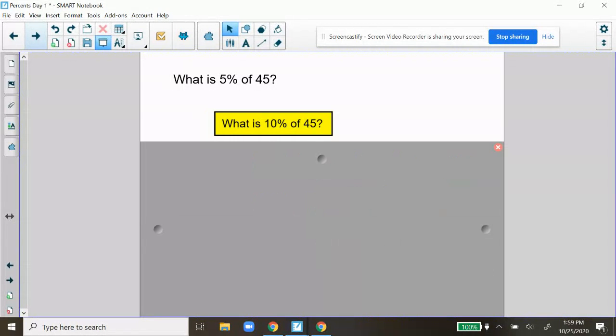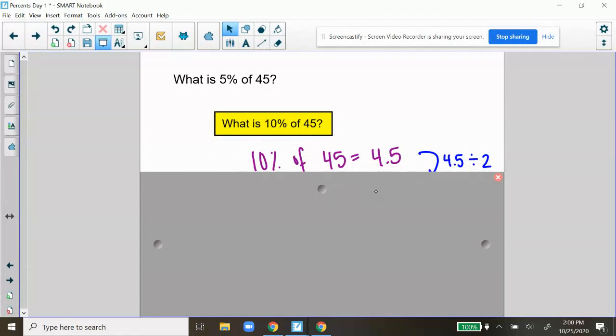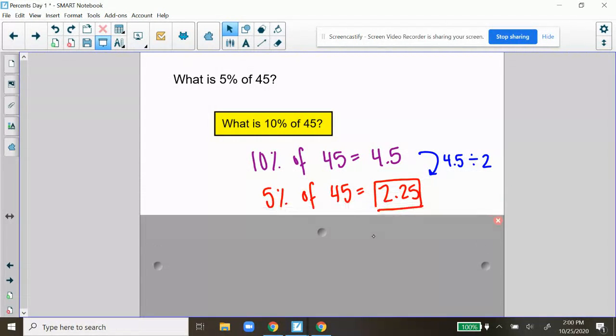What about 5%? What do you think you would do? Pause the video here and try this one on your own. All right, you're back. If we know 10% is 4.5, hopefully you realize 5% is going to be half of that, which will get us to 2.25.